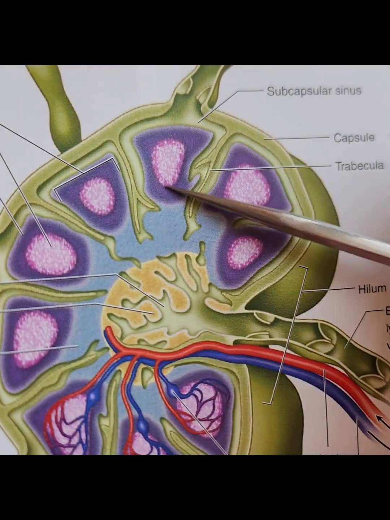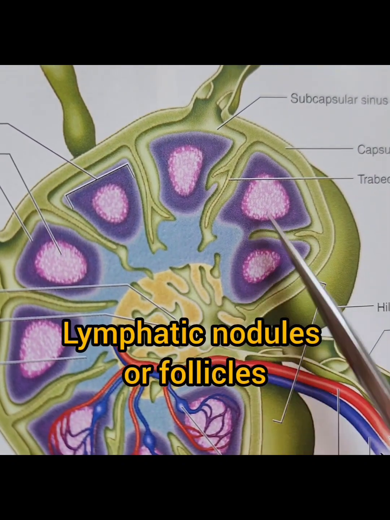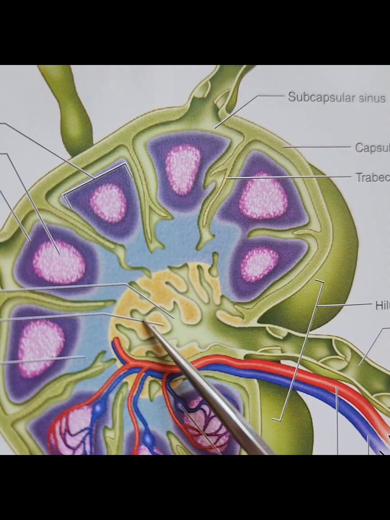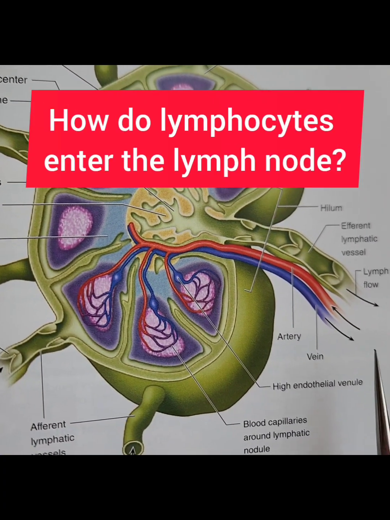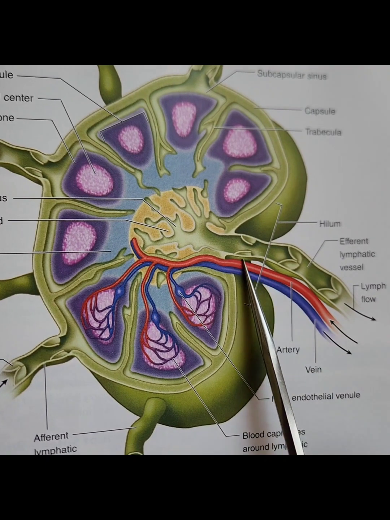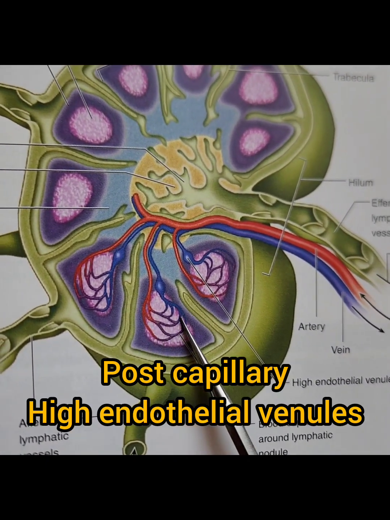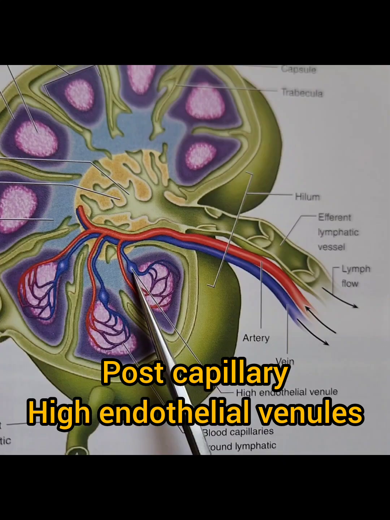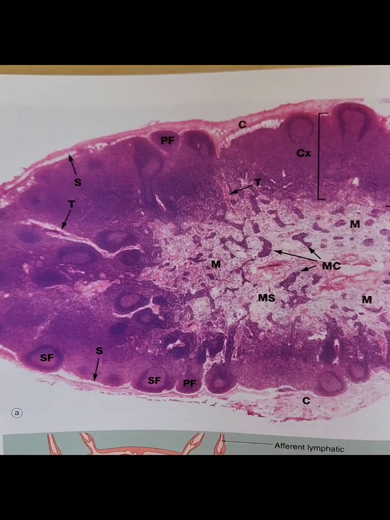It shows lymphatic nodules in the cortex and medullary cords in the medulla. How do lymphocytes enter the lymph node? Lymphocytes enter the lymph node through the blood vessels from the hilum, and after the capillaries, post-capillary high endothelial venules will allow the lymphocytes to escape out of the capillary into the lymph node.